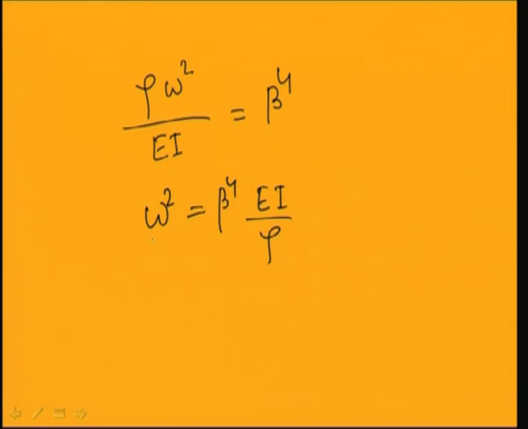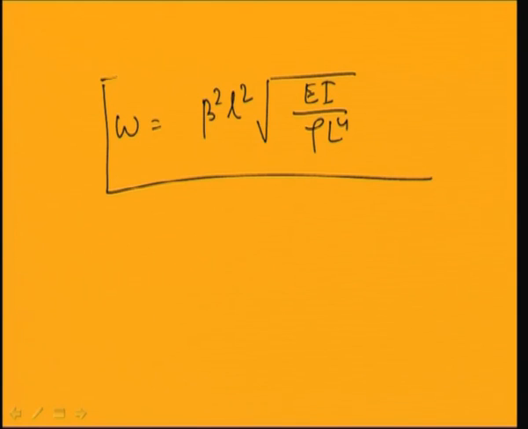So from this you can obtain the frequency of the system, that is ω equal to β² square root of EI by ρ. If I multiply L⁴ here, this ω expression becomes ω equal to β²L² square root of EI by ρL⁴. You may note that this EI by ρL⁴ is a non-dimensional number.